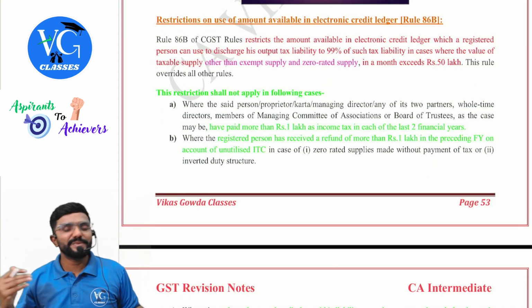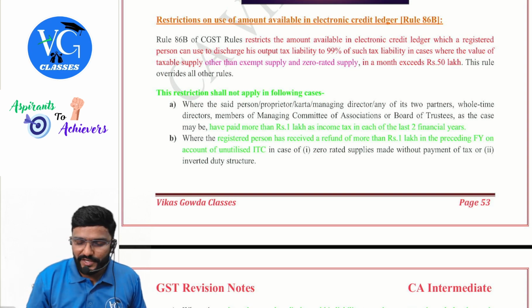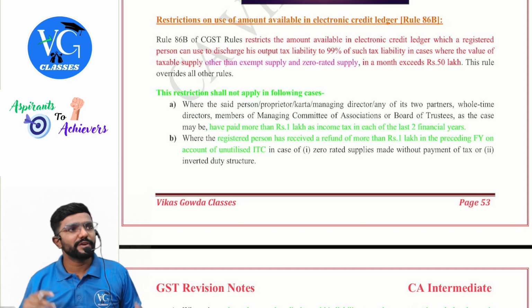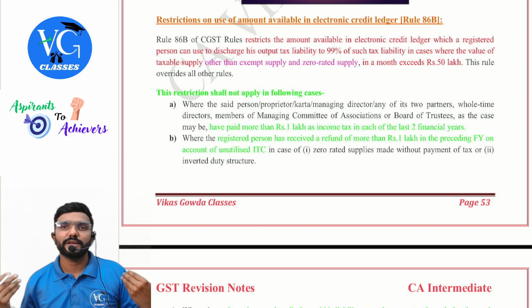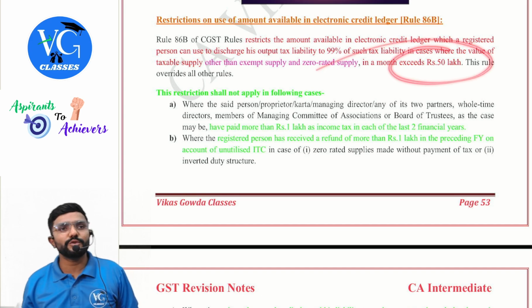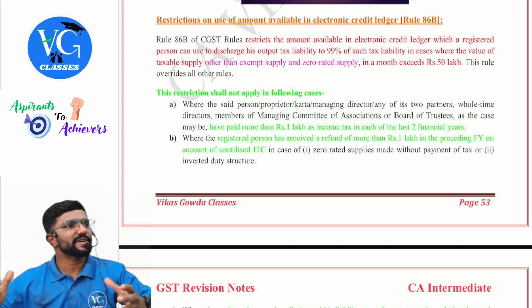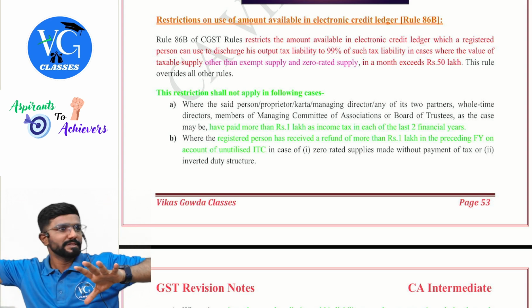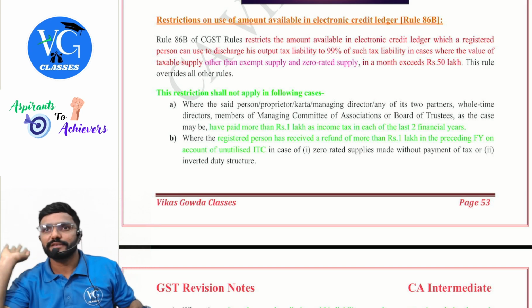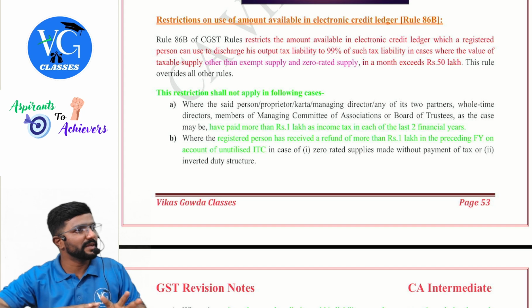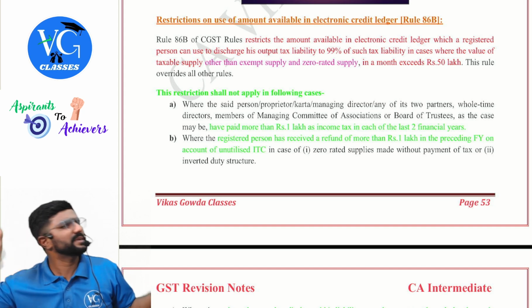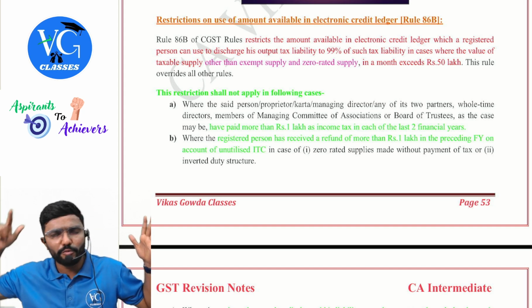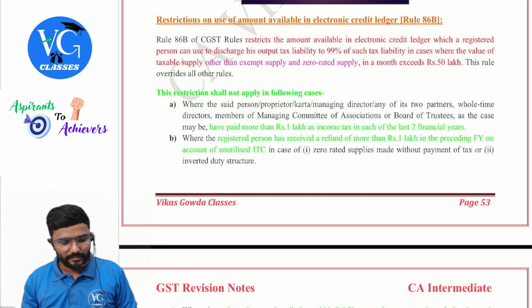But rule 86B is not applicable in the following cases, guys. Even if your monthly turnover is more than 50 lakh, rule 86B is not applicable. Guys, one more thing. Sir, should I check rule 86B every month? Yes. Just because it was applicable for me in one month doesn't mean that it will be applicable forever. Month to month, we have to check it. This month more than 50 lakh, applicable. Next month only 40 lakh, is it applicable? No. Month to month, we have to check it.